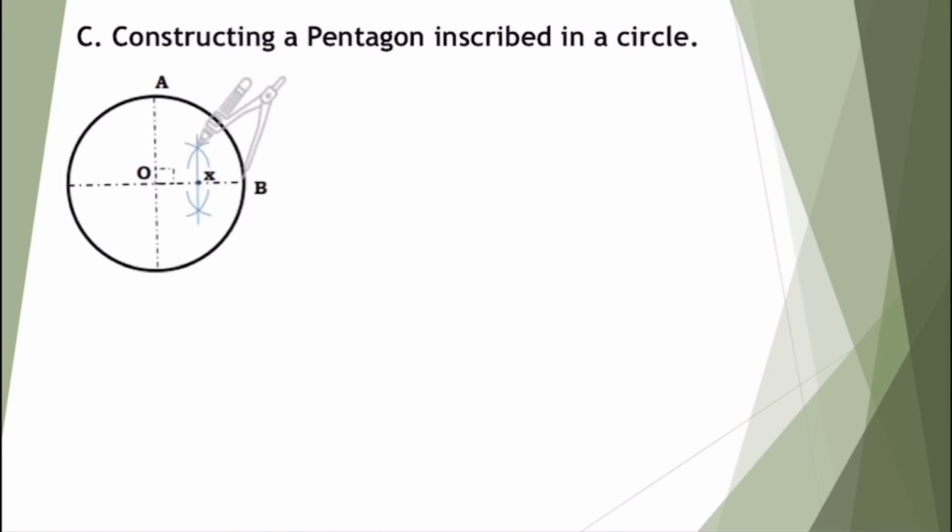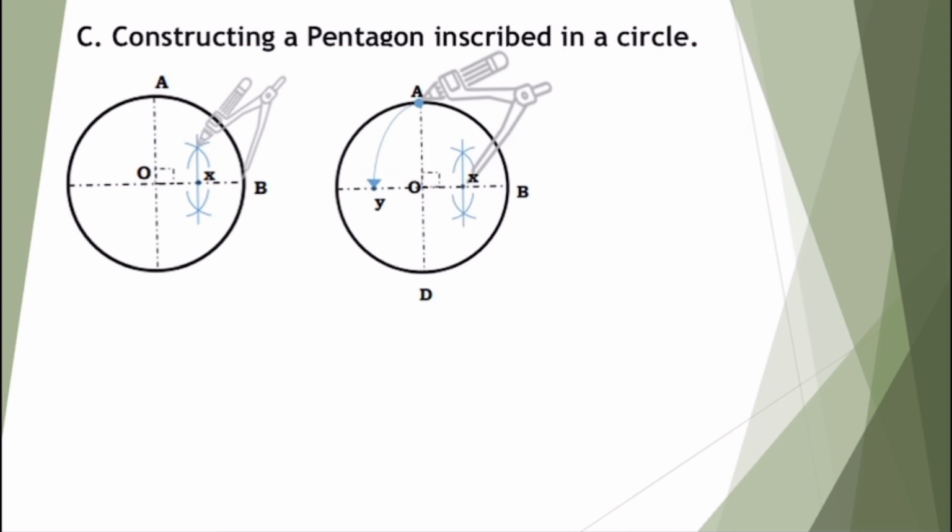For our step 1, draw a circumference and its perpendicular diameters to obtain points A and B. Find the segment bisector of segment BO, obtaining point X. For our next step, open the compass from X to point A and draw an arc that will intersect in Y. The distance A to Y is one side of the pentagon.